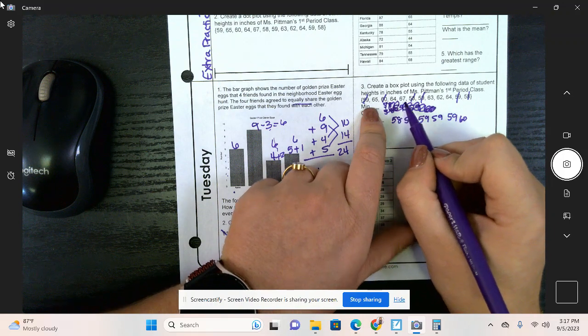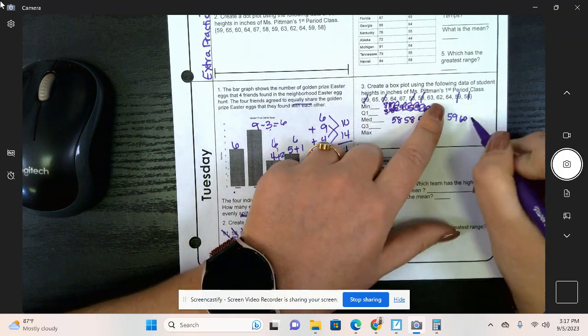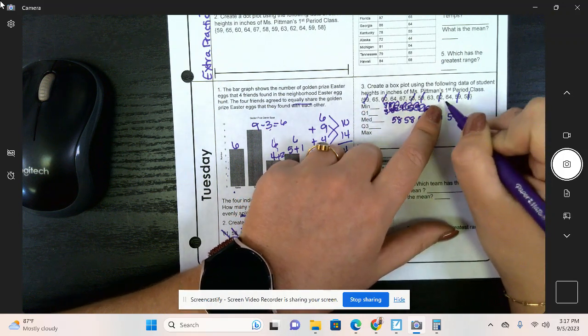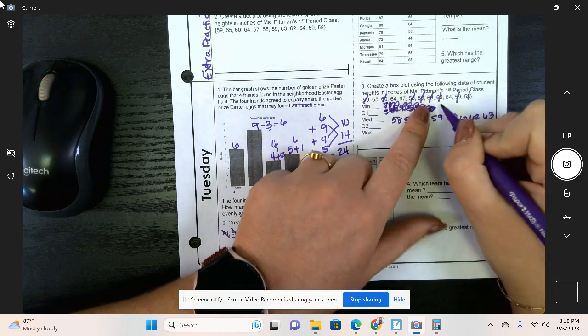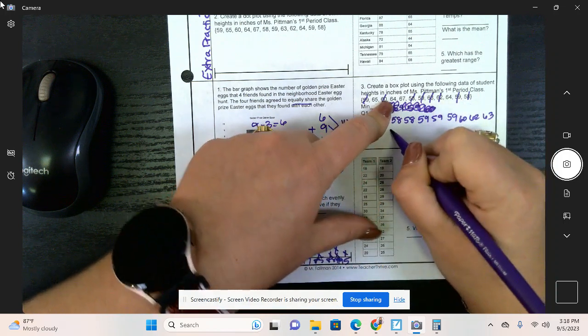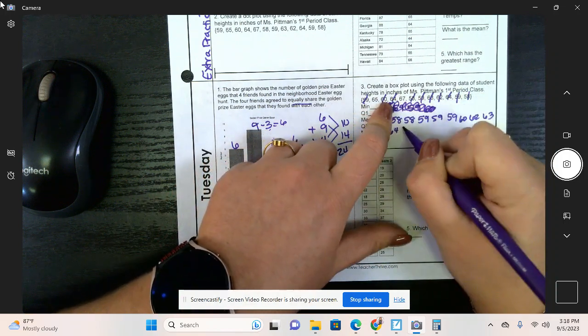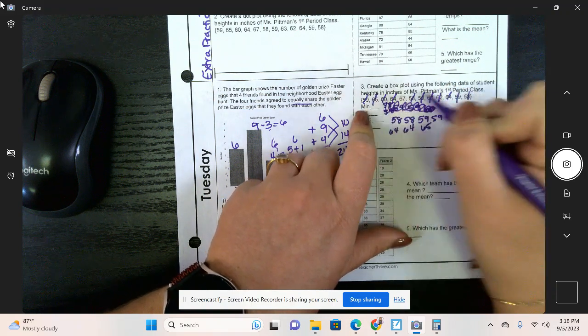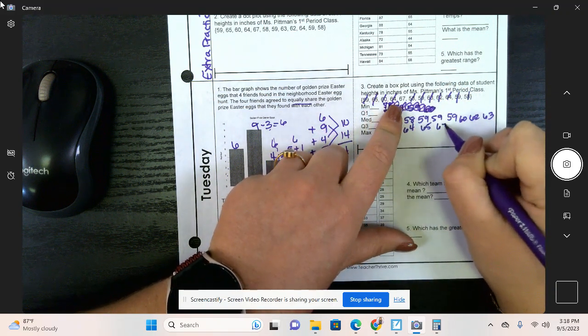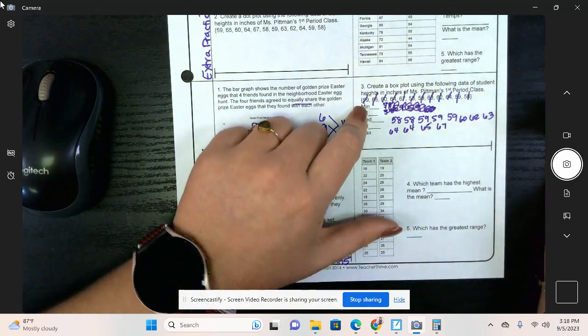All right, and I'm going to look through my list real carefully. I have a 62. I have a 63. I have 2 64s. I have a 65. And I have a 67. I'm going to go back because I did a hot mess right there.